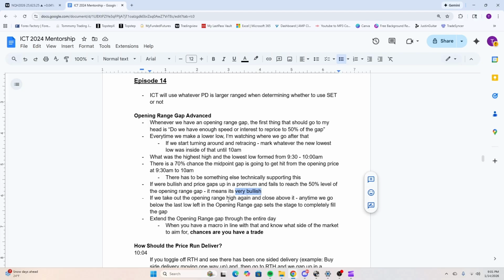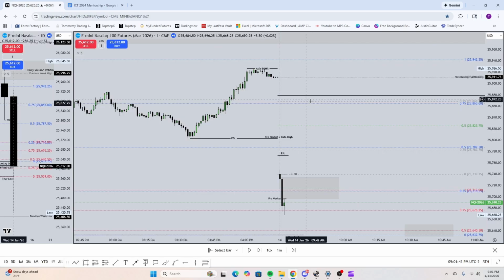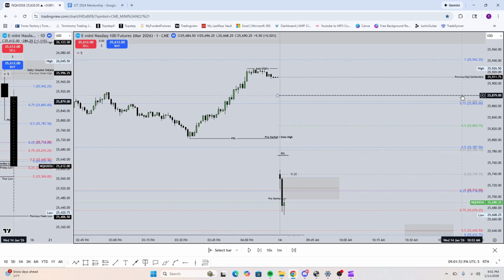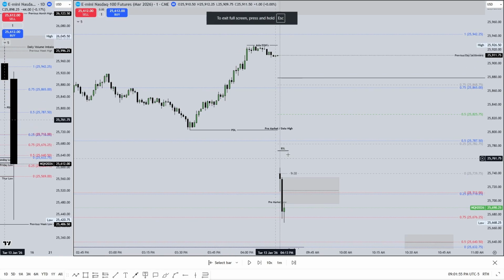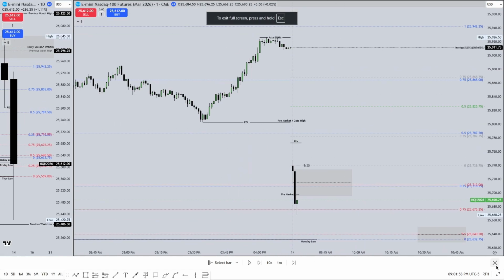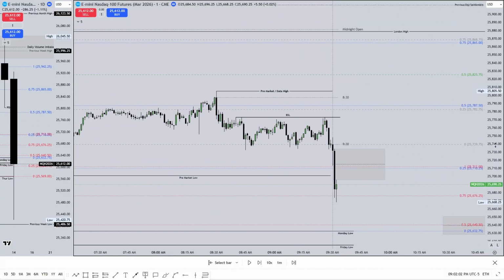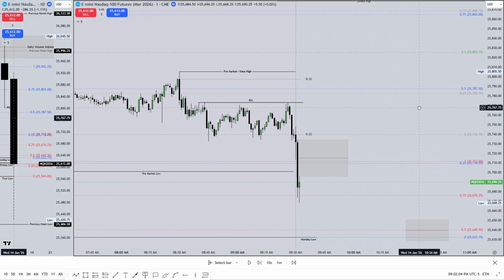So what do you think that means if we're looking for sell side delivery? If price opens up and we're bearish and we gap in a discount, like we did right here, this is a discount gap, and we fail to reach the 50% level, that means it's very bearish. Okay, so let's use that logic going into today and how you can anticipate very weak and fast price action.